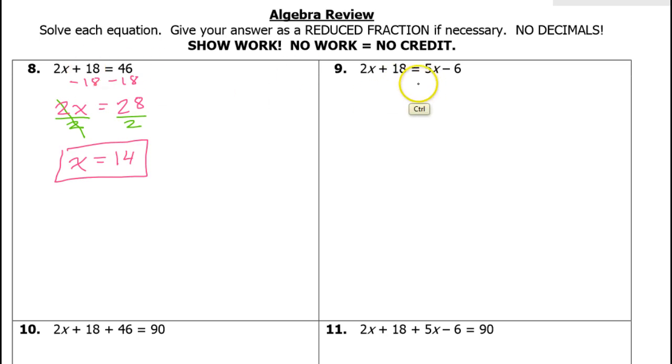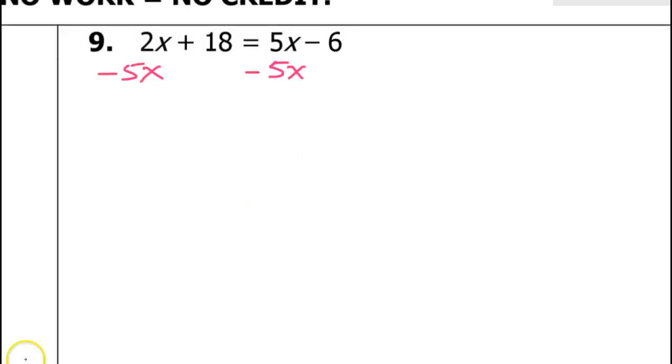Now, number 9 is slightly more advanced. Notice that we have a variable on both sides of the equation. Whenever you have a variable on both sides, the first thing you want to do is get those together on one side. So I will do that by subtracting 5x from both sides of the equation. I think I'm going to zoom in. Okay, so that's going to cancel these out because they're opposites.